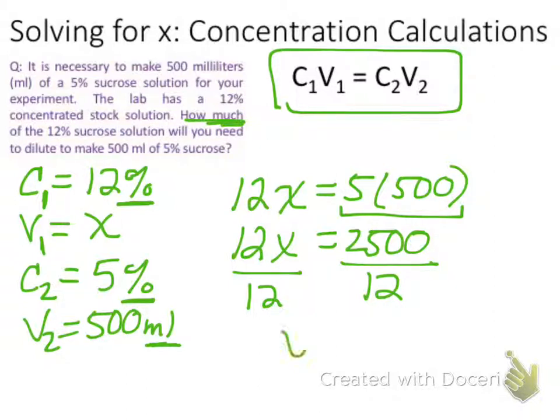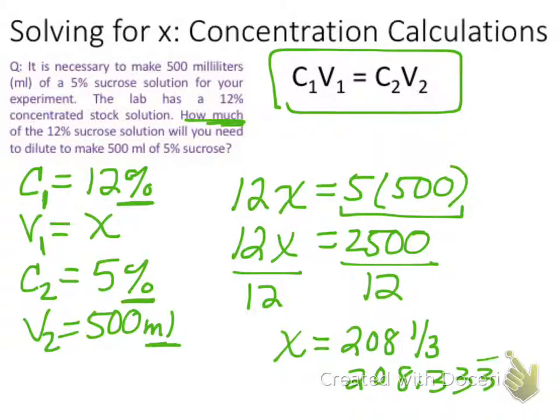When you do this, you're left with x alone on the left-hand side. Again, we've isolated it, which was our goal. And if you do this by hand, you'll find that it's 208 1/3. If you put it in your calculator, it'll tell you 208.3333, repeating. If you recall, we should include our units, which are milliliters, and we also need to look at significant figures. Because we started off with 500 milliliters, which has one significant figure, and 5% sucrose, again, one significant figure, the answer should only have one significant figure. So the answer is actually 200 milliliters in this case.